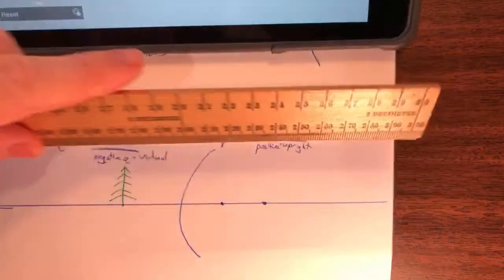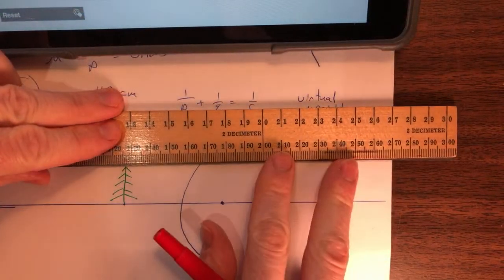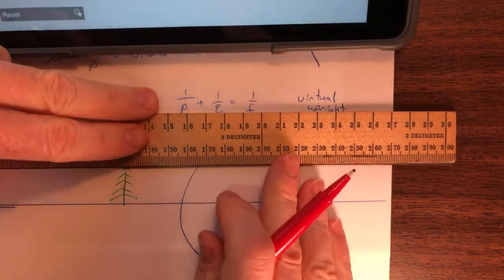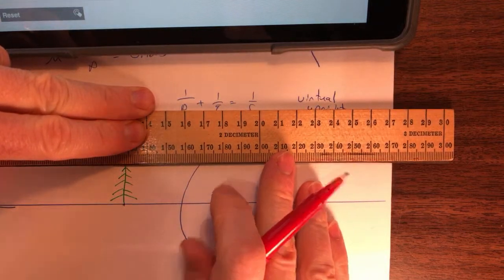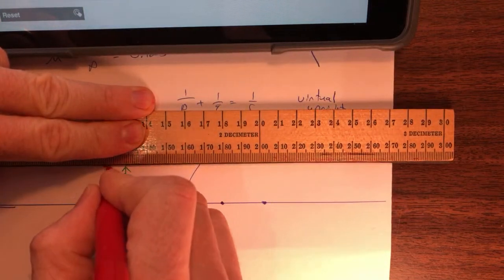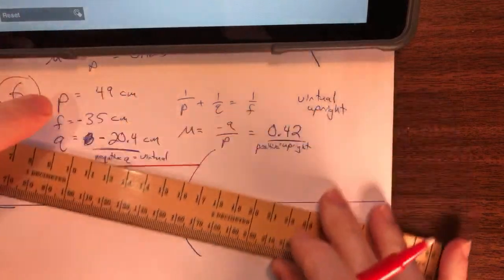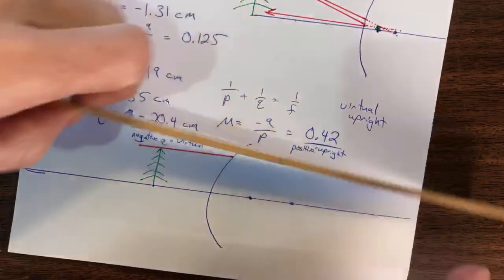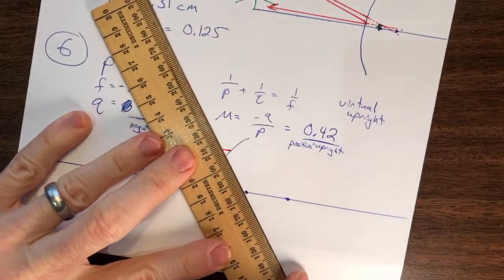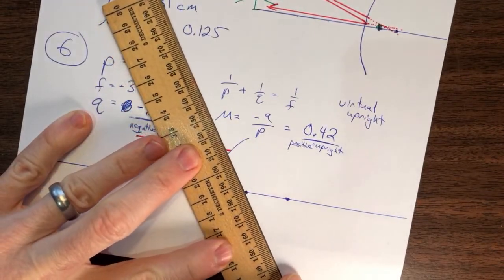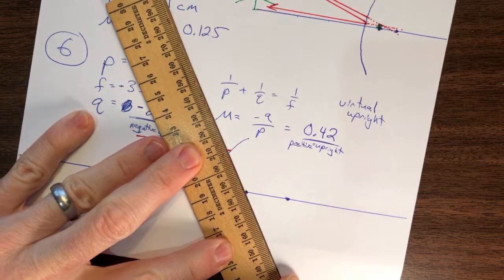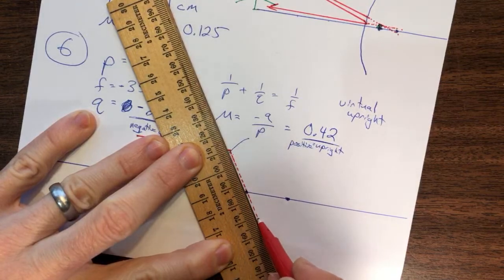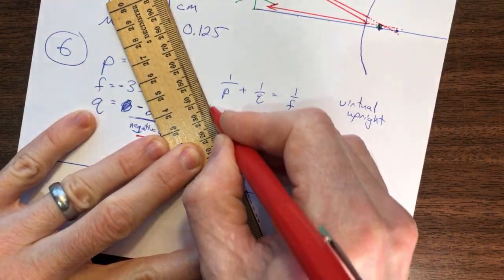Once again, we have a convex mirror. And so what I want to do is parallel in. Once it hits the mirror, it's going to bounce out. And it's going to go through the focal point, but the light won't be able to actually travel there. And so this is the extension of where the light goes. It's actually going to go out this way.